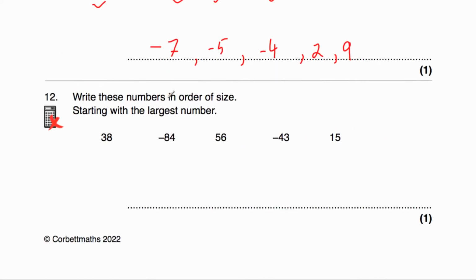Question 12 says, write these numbers in order of size, starting with the largest number. So the largest number, we've got 38, -84, 56, -43, and 15. So the largest number is going to be 56. Then we've got 38, and then we've got 15. So we've done the positive numbers. Now the negative numbers, well, we'll go to 0, and then we'll go on a bit further and we'll get to -43, and then if we keep going, we'll go all the way down to -84. And that's it. So we've arranged the numbers in order of size, starting with the largest.